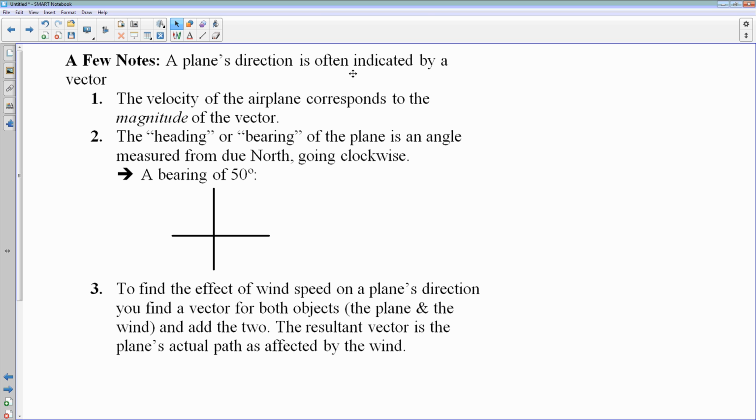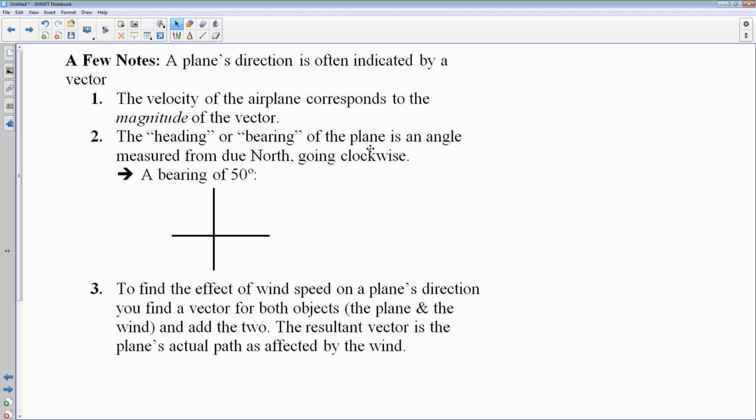The plane's direction is often indicated by a vector, and the velocity of an airplane corresponds to the magnitude of a vector. So if I tell you that a plane is traveling at 800 miles per hour, that means the velocity or the magnitude of that vector would be 800.